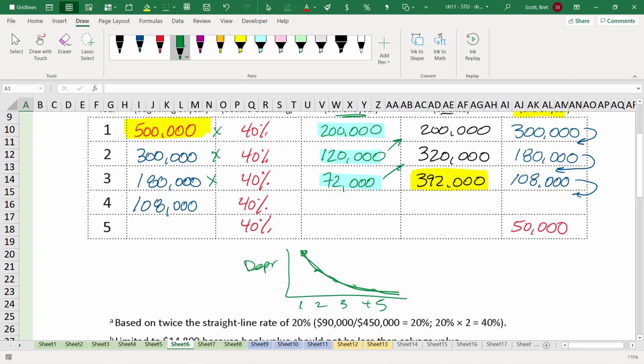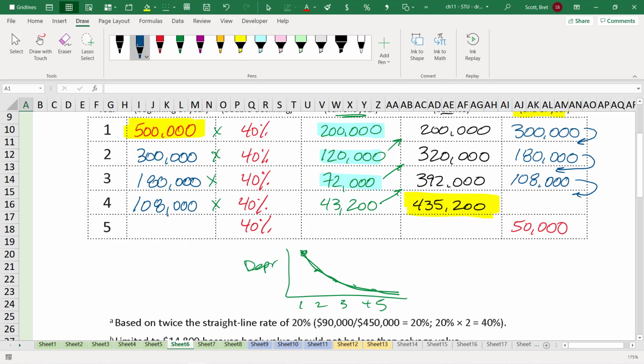108,000 times 40% equals 43,200 depreciation expense for the 4th year. Add that to my existing accumulated depreciation balance, and now my accumulated depreciation is $435,200. I'm going to subtract this away from the 500,000 cost.